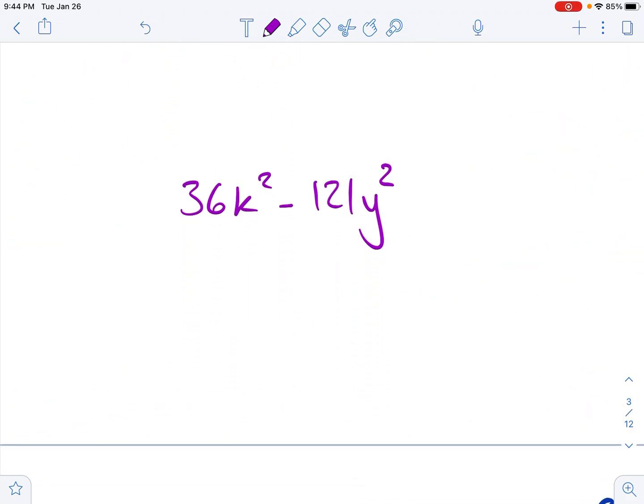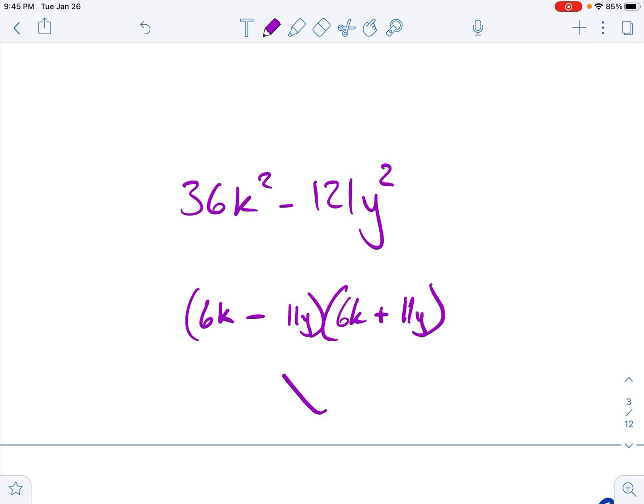Let's see. Is this a GCF? I might be tempted to pull something away and out of both of them, but I don't see any common factors. Oh wait, both of these are perfect squares. We have 6k and 11y. So I could just write 6k minus 11y and 6k plus 11y. And then it's factored. Notice whenever you factor a DOTS, one's minus, one's positive, and they're exactly the same otherwise.